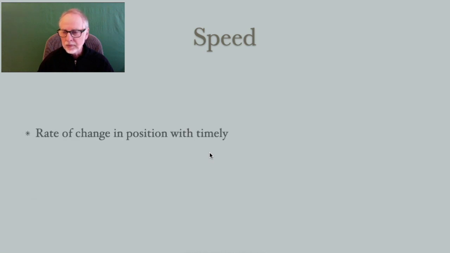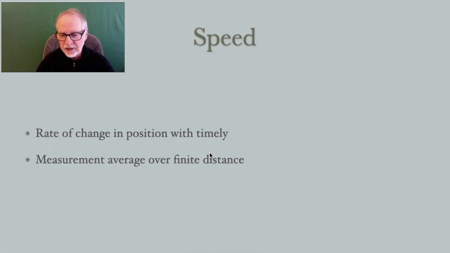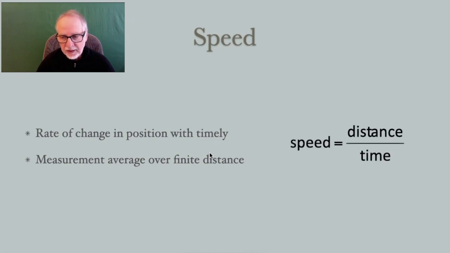So when we talk about motion with respect to time, we talk about speed, right? And the speed represents a rate of change in position. When we make a measurement and we measure the rate of change, we're actually measuring it over a finite distance and over a finite period of time. And we can calculate the speed based on that. The speed is equal to distance divided by time. That's simple enough, right?